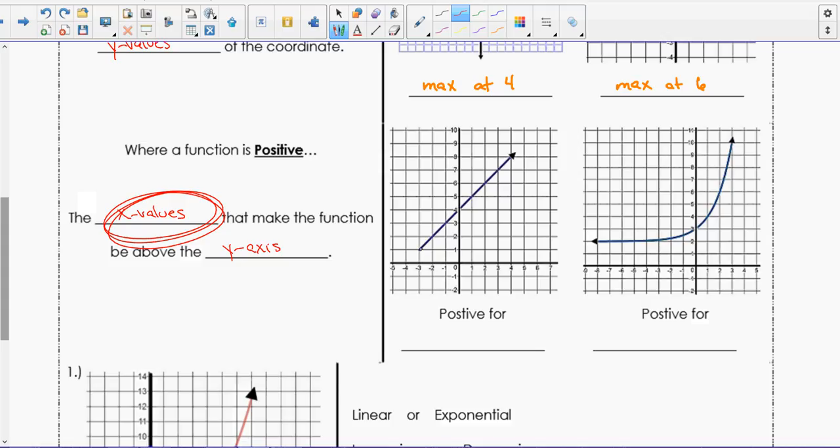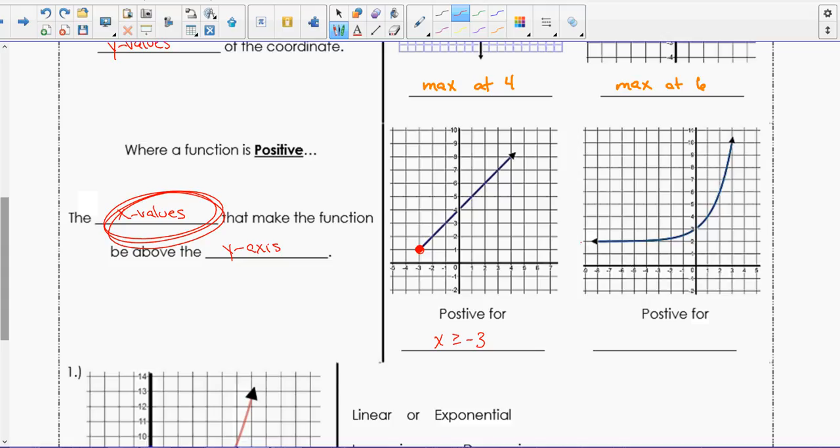So we can see that my x values start here. From this x value, as I continue to the right, I will always be above my x-axis. So this function is positive for all x values greater than or equal to -3. Any x values greater than or equal to -3, I will have my function above the x-axis.